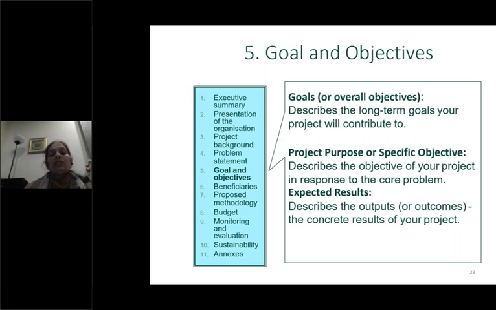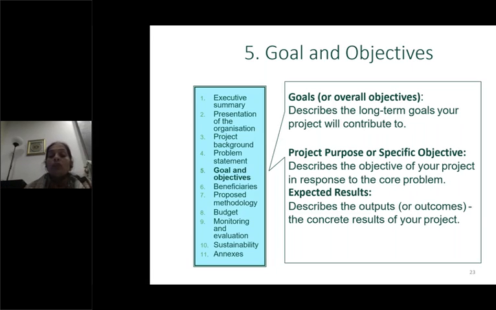So goals basically describe the long term goals of the project you will contribute to. Like, I'll be contributing towards the problem of stubble burning in Punjab. I'll be contributing towards the water treatment in Punjab. I'll be contributing towards the health of the crops in Punjab. So that's a long term goal.